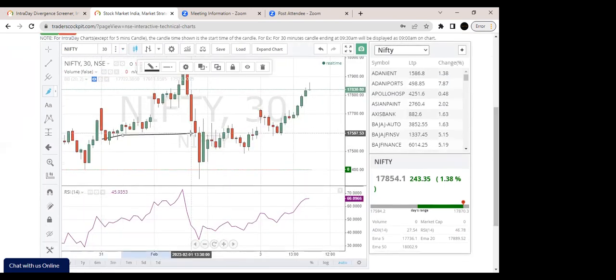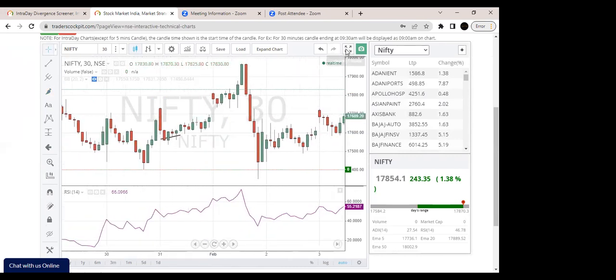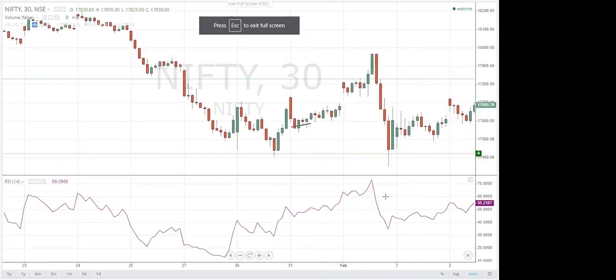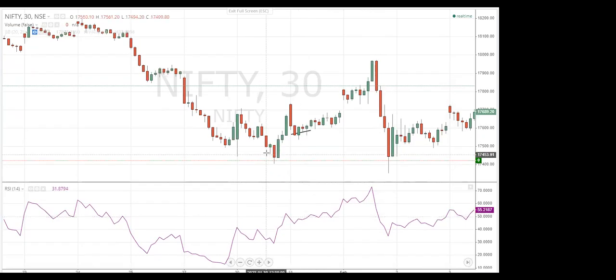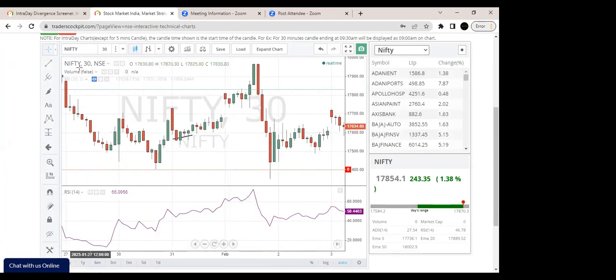So when the price is making higher highs and higher lows, just to take an example, let's say I'll identify here. You can see the market is falling, right? The market is falling like this.